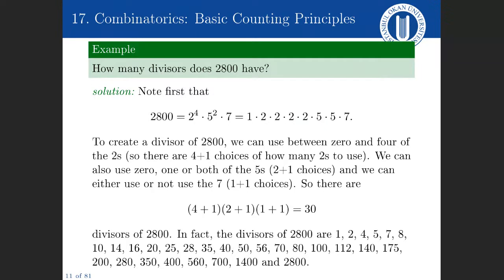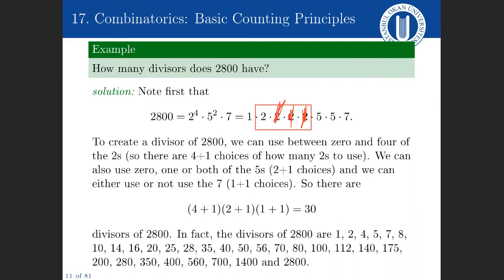First of all, we want to choose some of the 2's. We could choose to use none of the 2's, we could use 1 of the 2's, 2 of the 2's, 3 of the 2's, or we could use all 4 of the 2's. Let's just say, for example, let's suppose we choose 1 of the 2's.